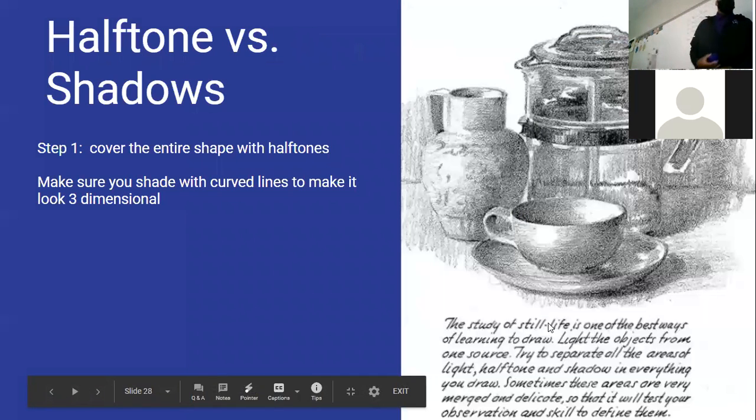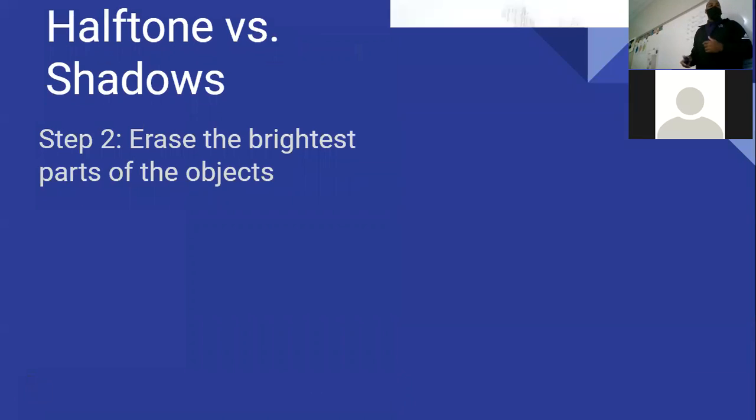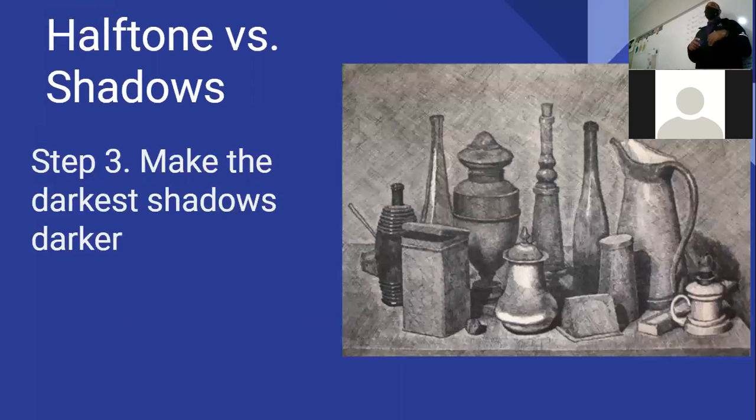So the first step for what we're going to do today is you're going to draw the entire object and then you're going to cover each object with a halftone. Make sure the lines are curved just like we did yesterday to make those things look three-dimensional. After you make those things look three-dimensional in a halftone, then you guys are going to erase the brightest parts. So wherever the light is hitting the brightest part of that object, that's where you're going to erase. And then after that, you're going to draw the darkest part. So that should be towards the bottom or closer to your blue paper.